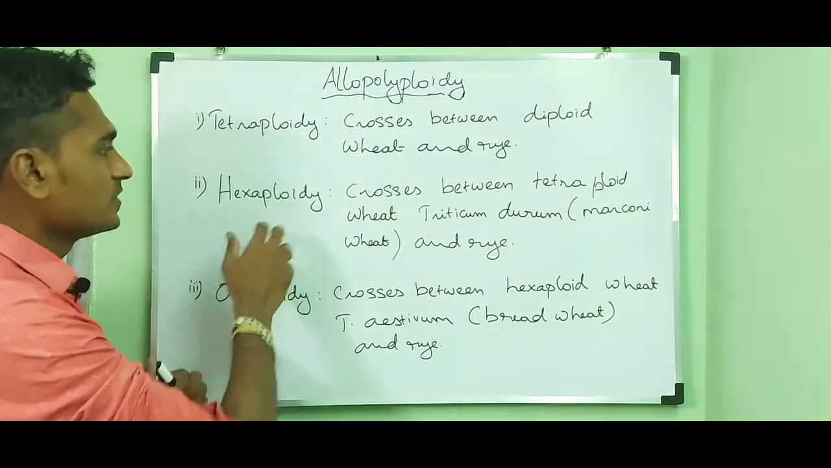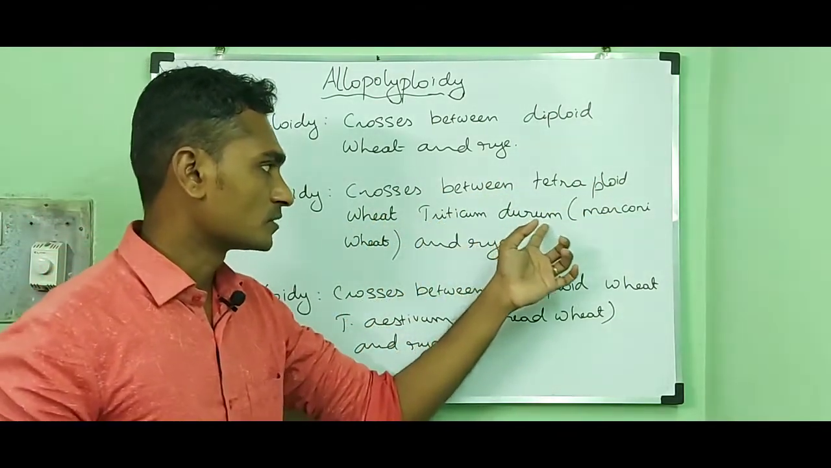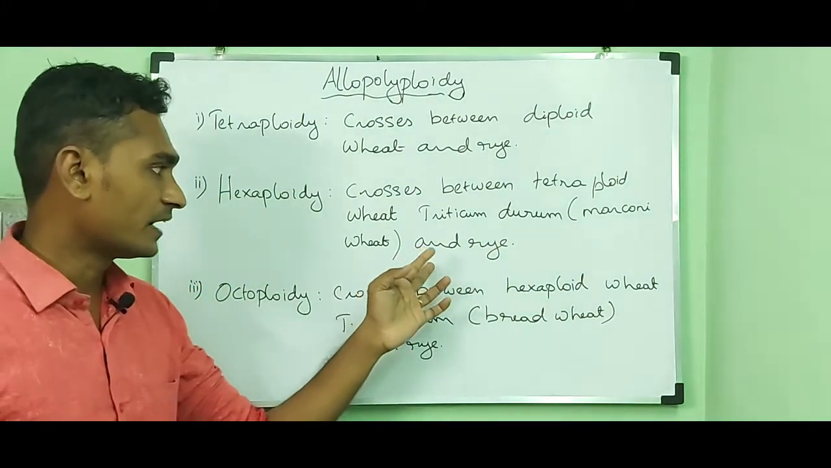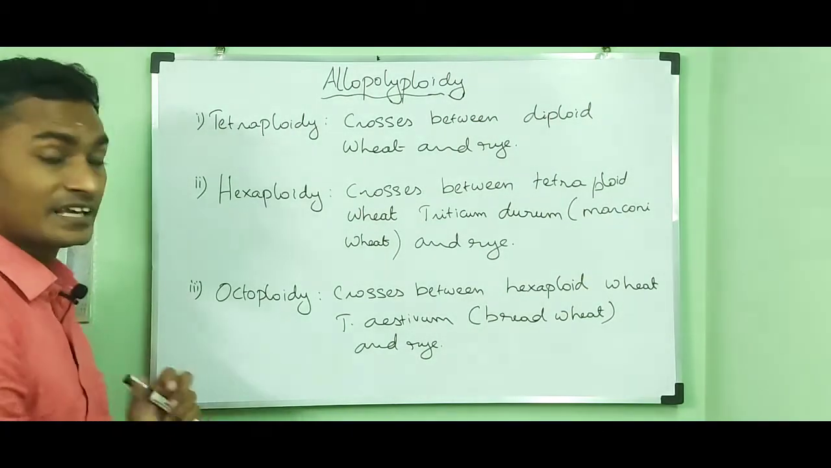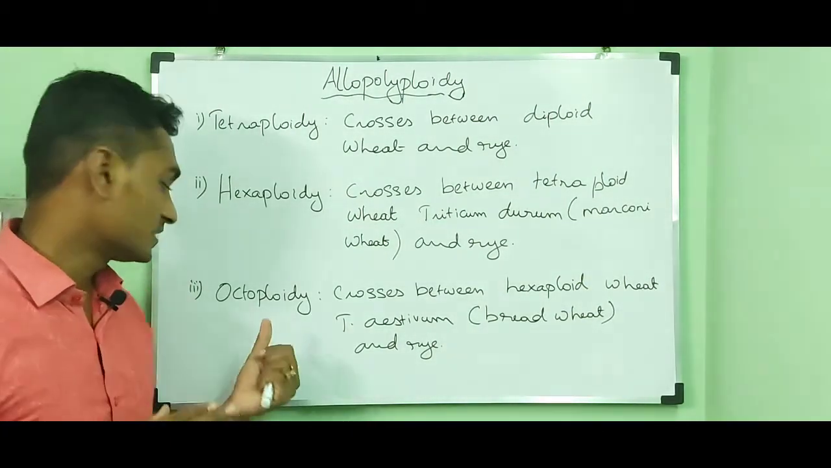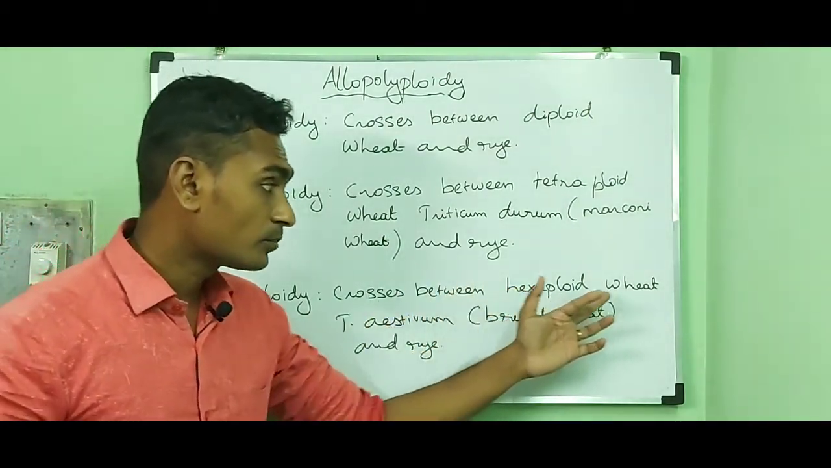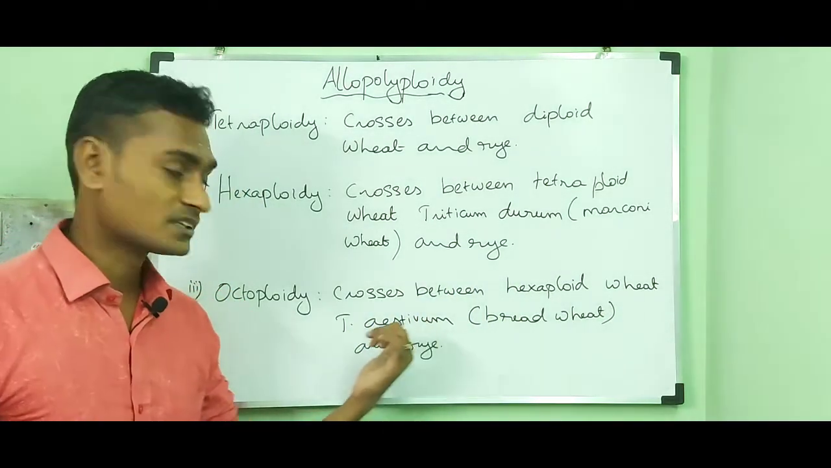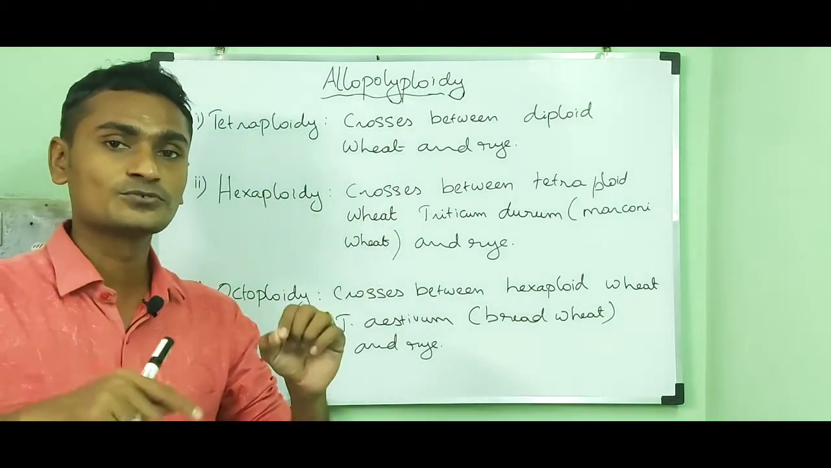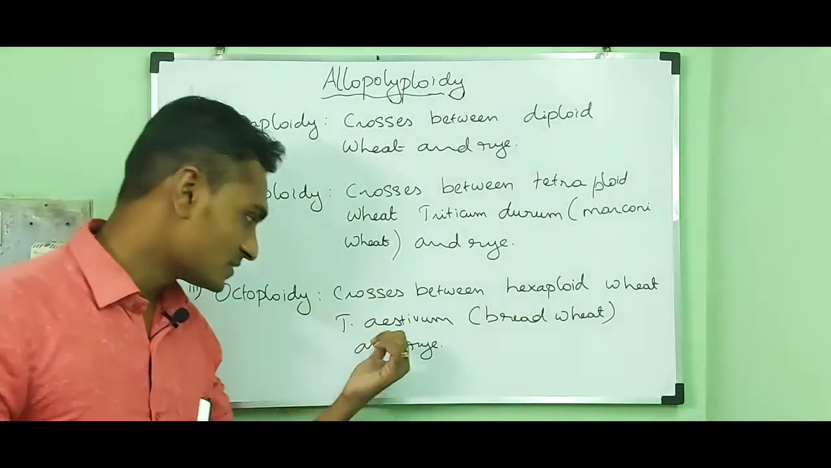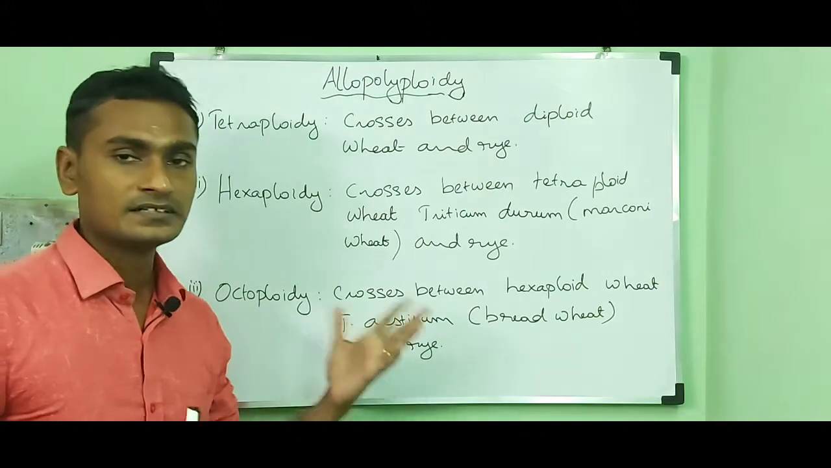Hexaploidy means crosses made between tetraploid wheat, Triticum durum, which is Marconi wheat, and diploid rye. Then octoploidy means they contain 8 sets of chromosomes, from crosses made between hexaploid wheat, Triticum aestivum, and rye. Triticum aestivum is commonly called bread wheat, the wheat we use to make chapati and bread.